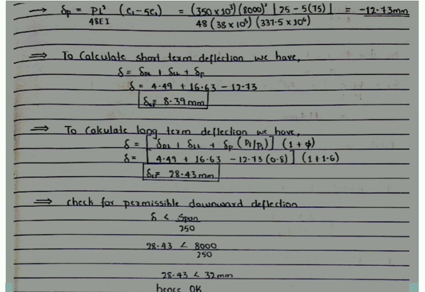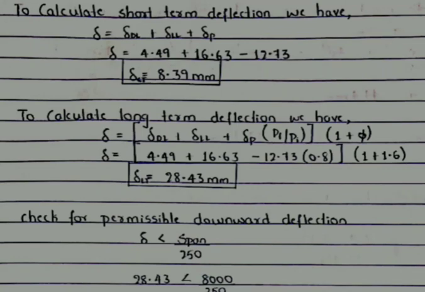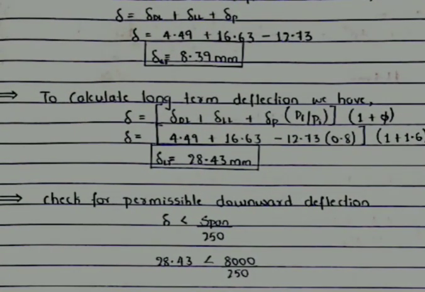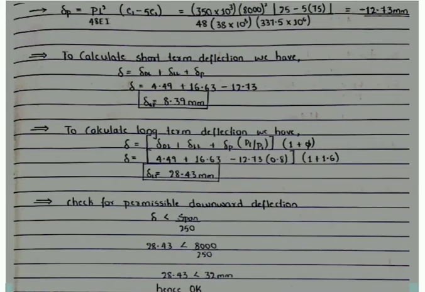So we have got the deflection due to the dead load, deflection due to the live load, and deflection due to the pre-stressing force. Now the short term deflection formula goes like this: delta is equal to delta dl plus delta ll plus delta p. So let us substitute all the values and we get the total short term deflection as 8.39 mm. Okay, so the sums are straightforward, and these type of sums only will come in the final exam. So if you practice these sums properly, scoring is damn easy.